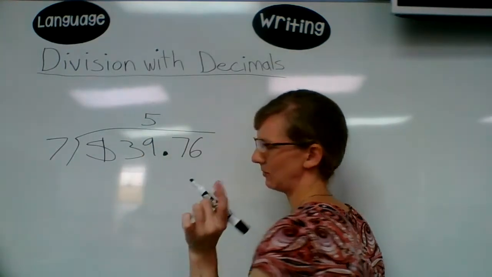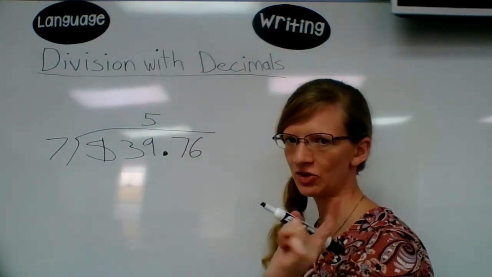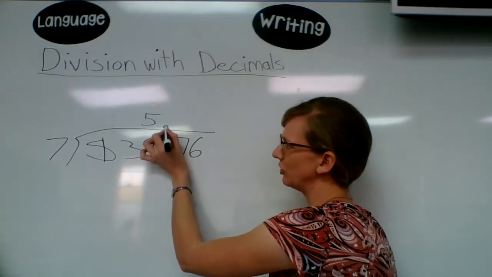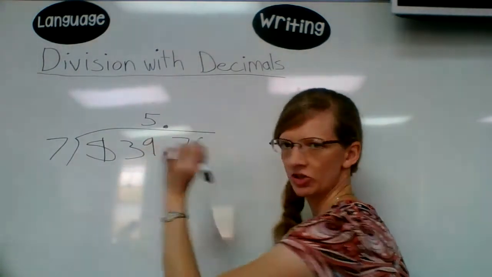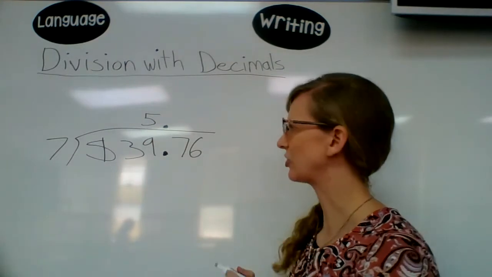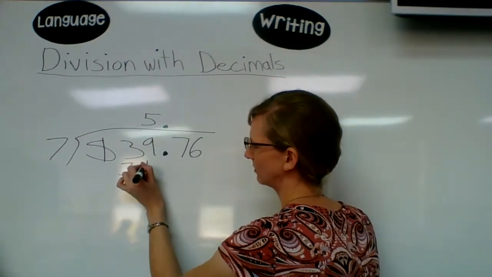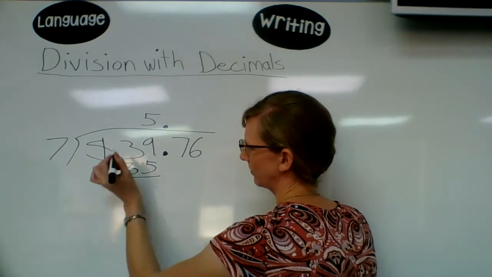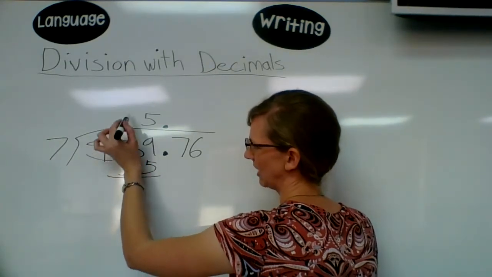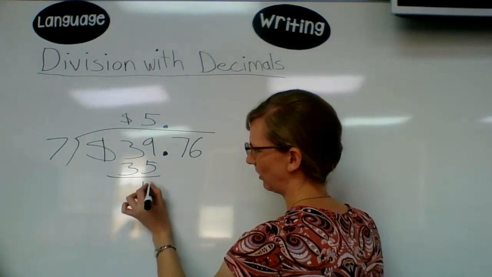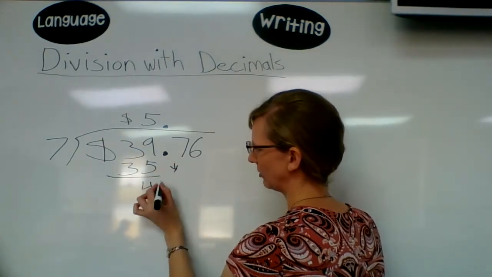And now I see what I forgot. The first thing you should do is bring your decimal point right up. Now you can do it at the end if you want to, but it's honestly better to do it right away. And that's what I should have done right away. So then keep going. 5 times 7 is 35. And now if you want, you can bring your dollar sign right up too because you know that the 5 is going to be there. Okay, 35, 4 left over. Bring down your 7.